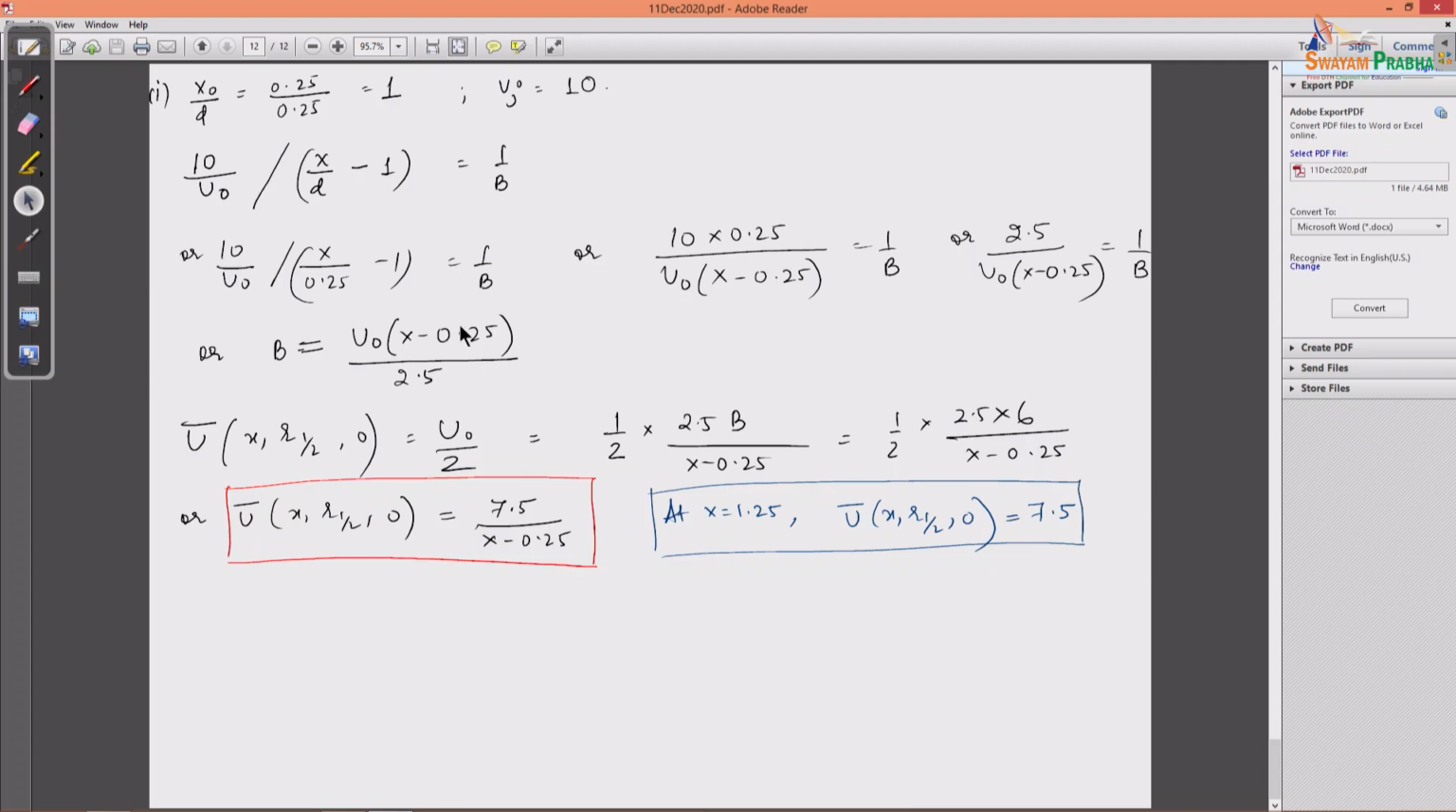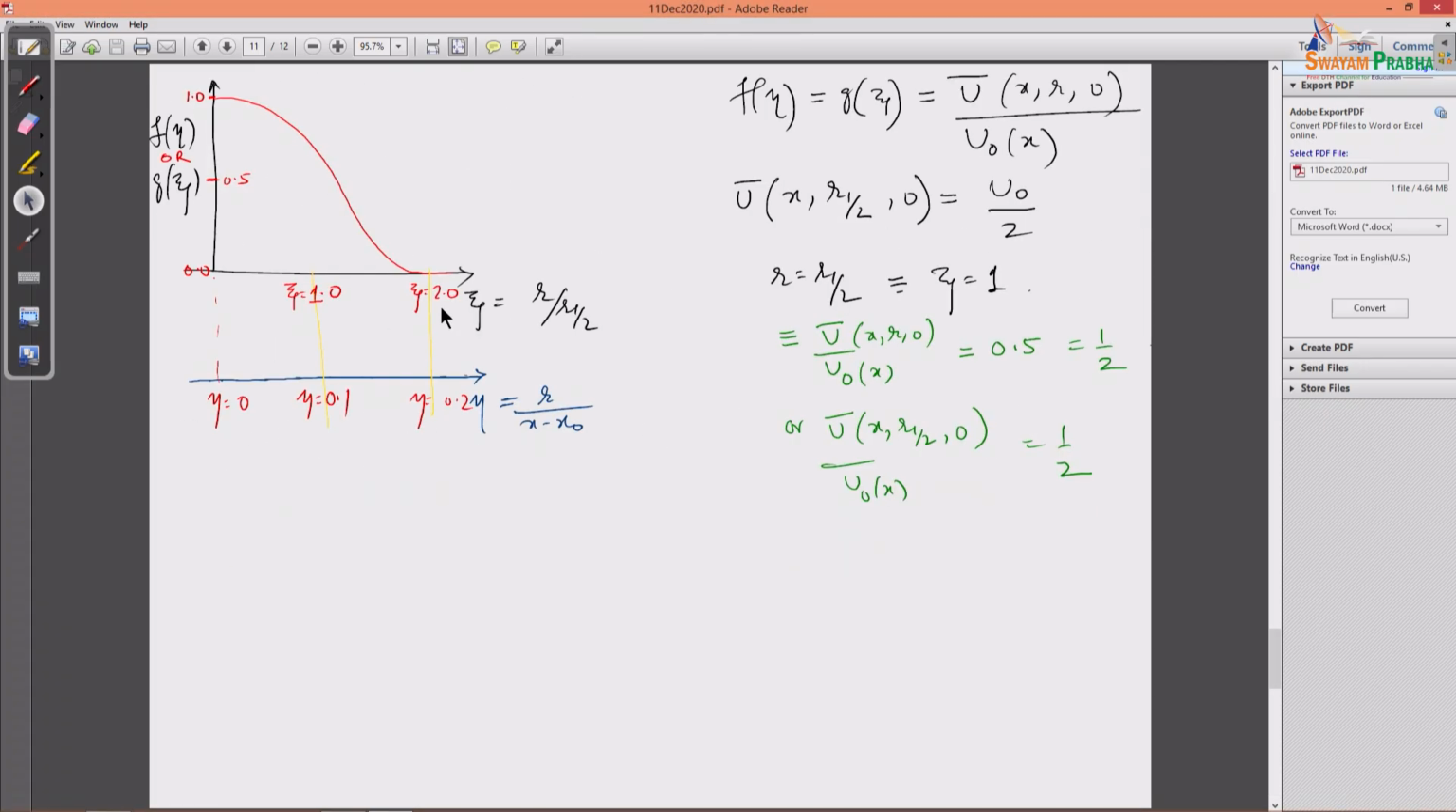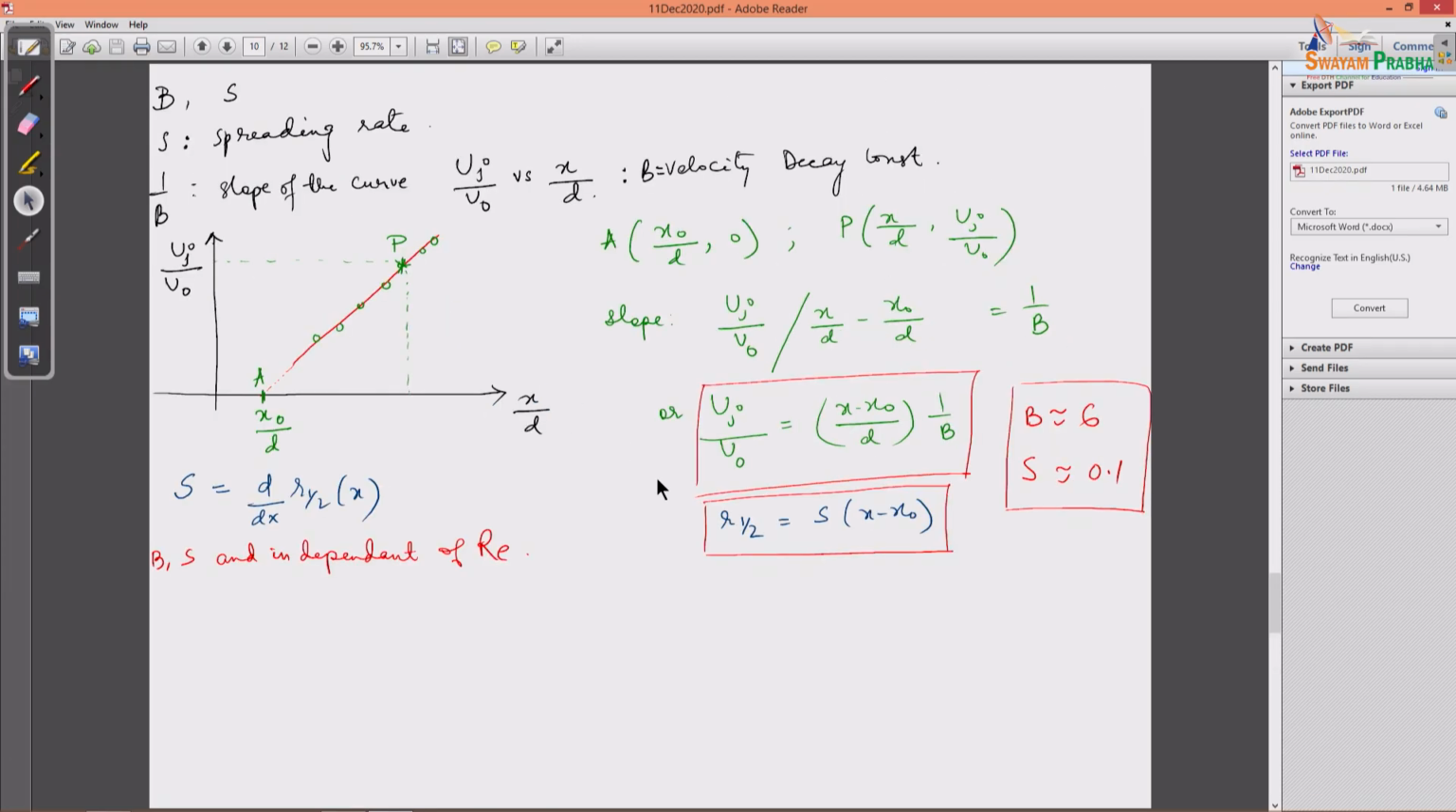Then we had stopped here. We took the first case, and these are the values that we got: x naught by d to be equal to 1. This is the jet velocity, which is equal to 10, and then we got this value. So let's look at this.